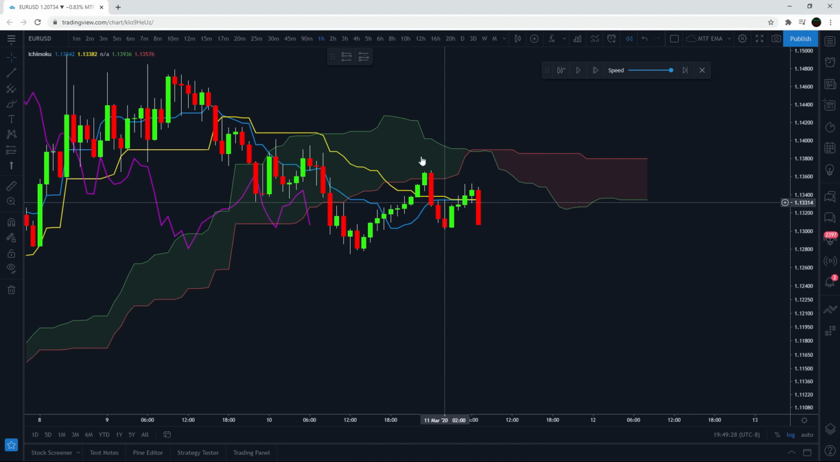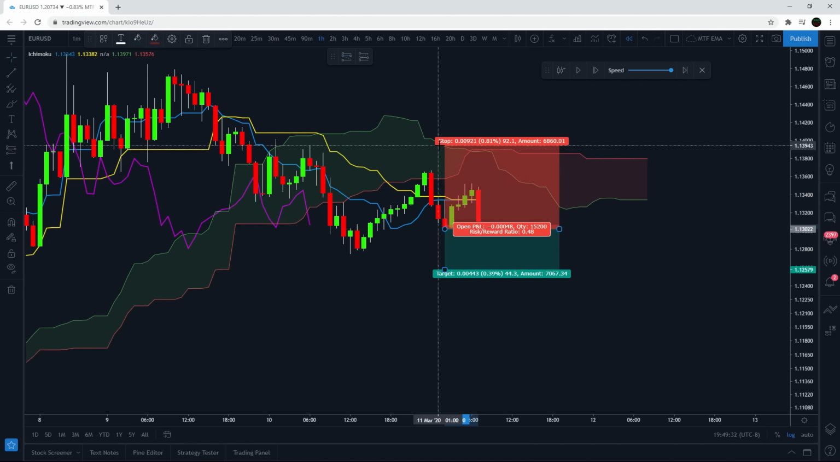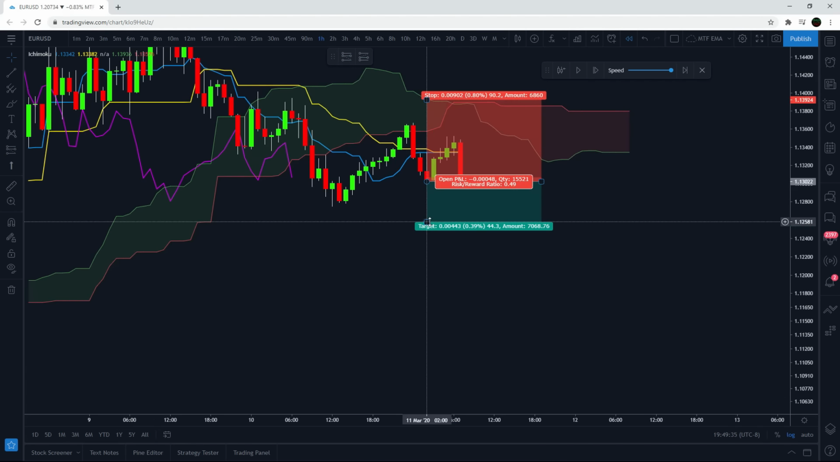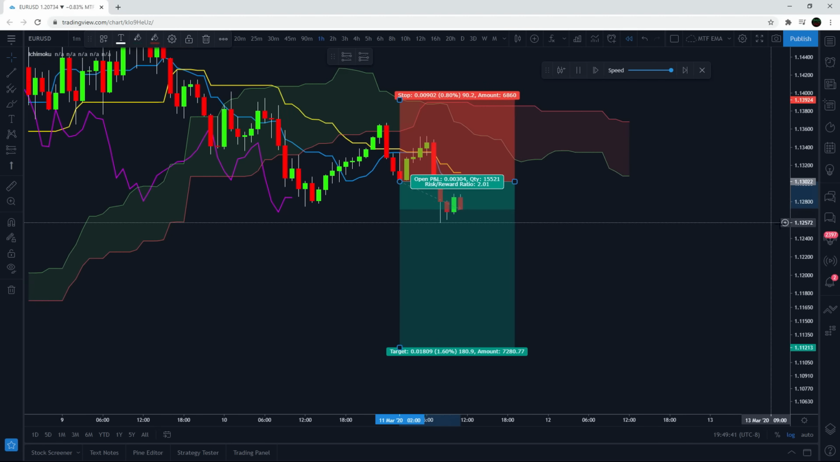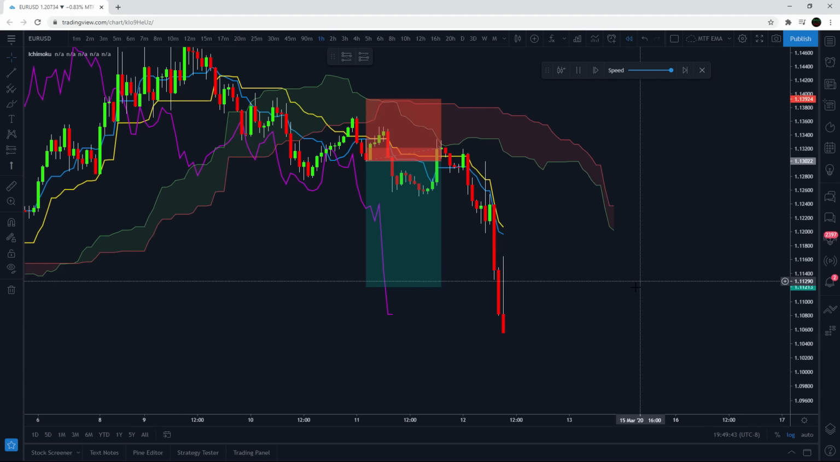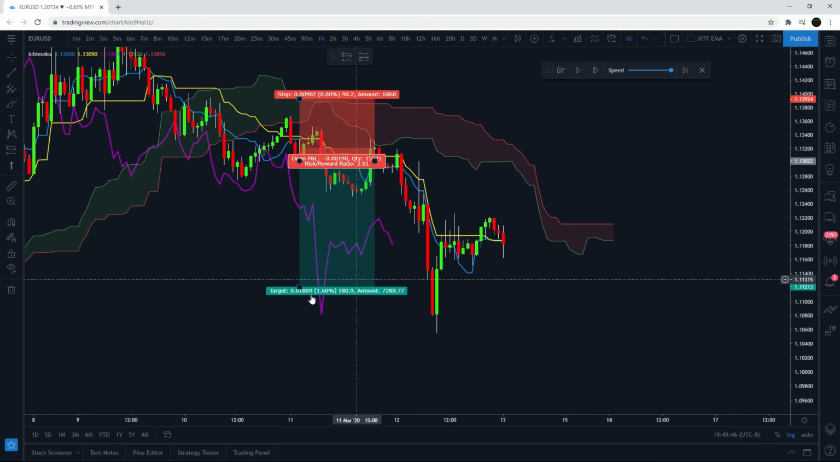What you can do is set your stop loss just above the cloud and target 2 times your risk. Now let's play it out. And that one was a good one.